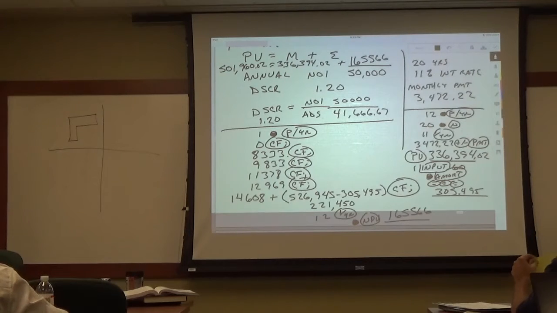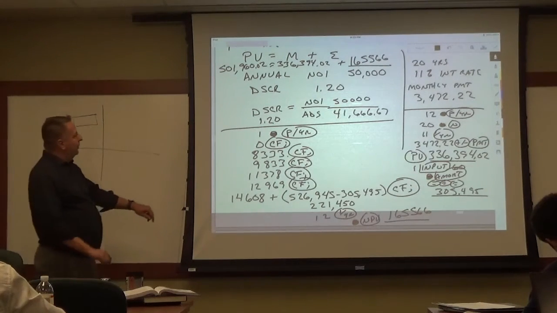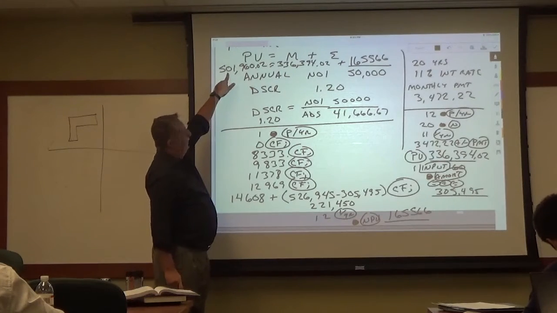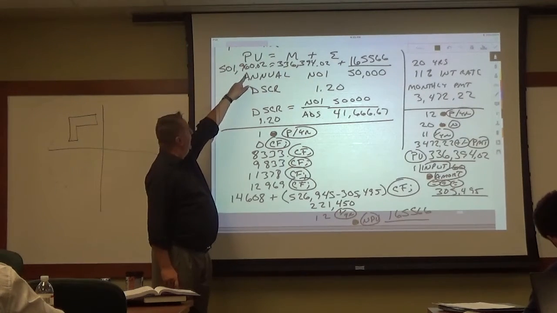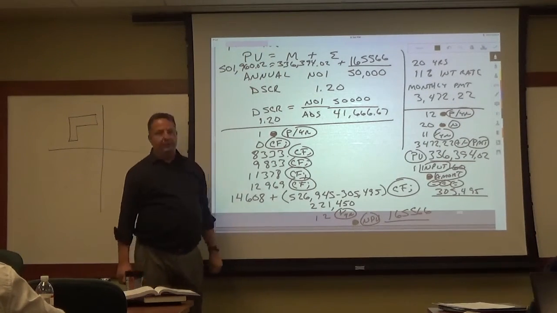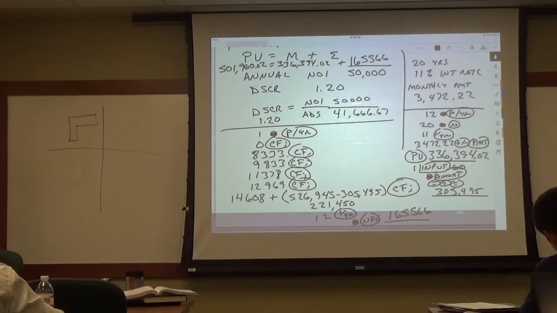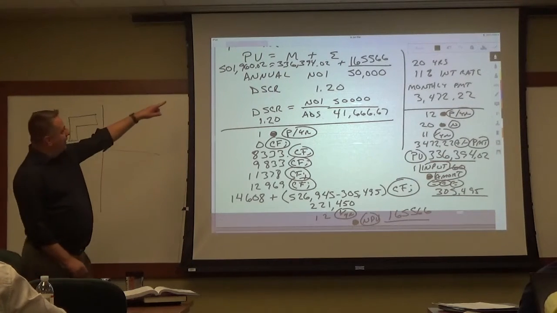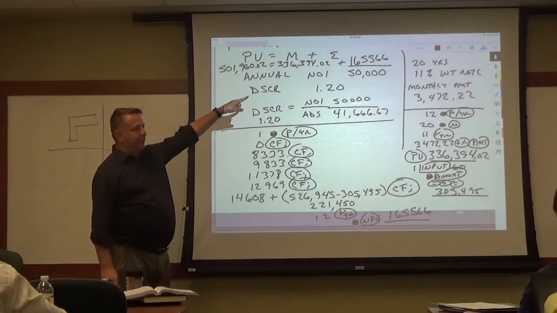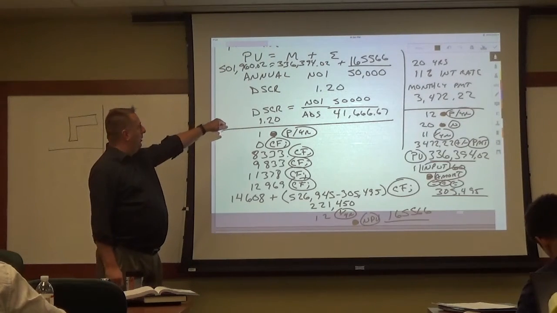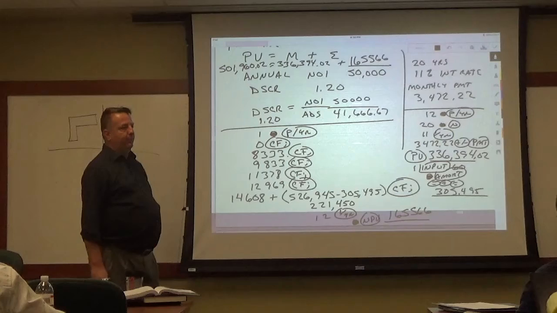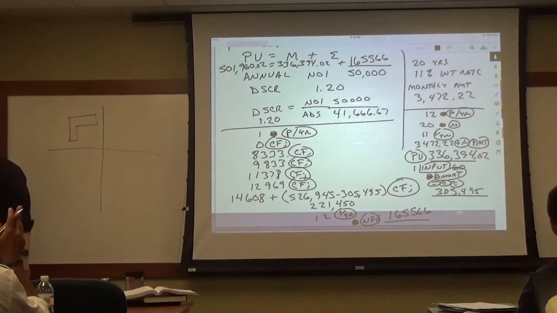So if you were to ask for the overall value, it would be the two numbers added together, 501,960.02. Okay. How did you get the 501,960? I added 336,394 plus 165,566. So the mortgage amount plus the equity. Mortgage plus the equity. Okay?